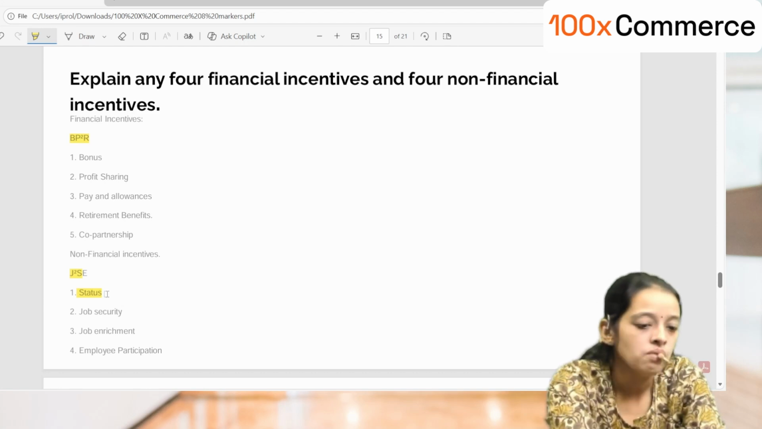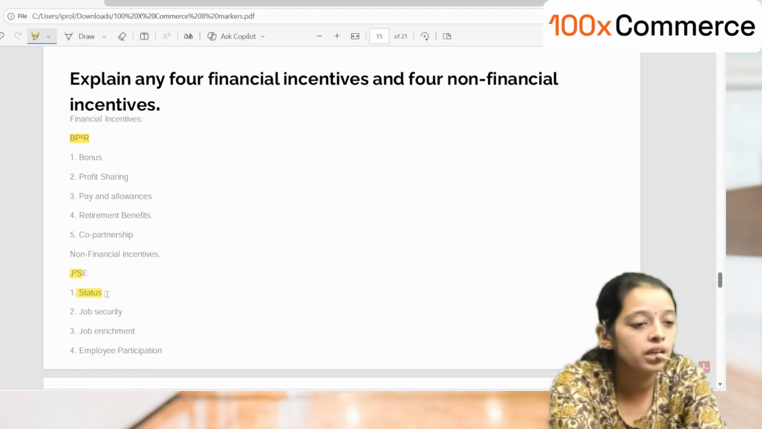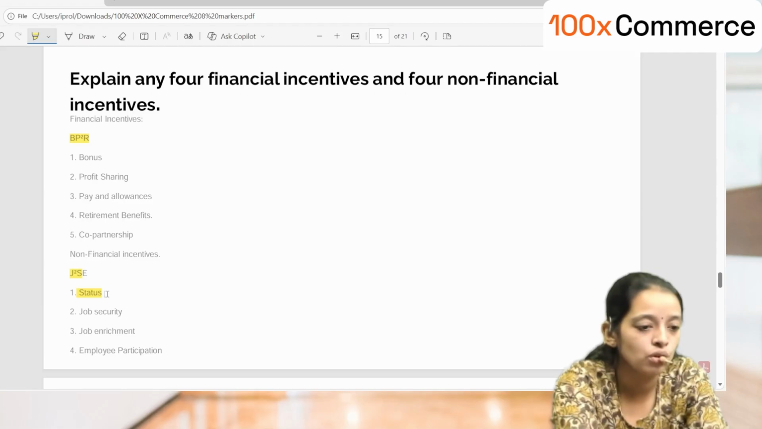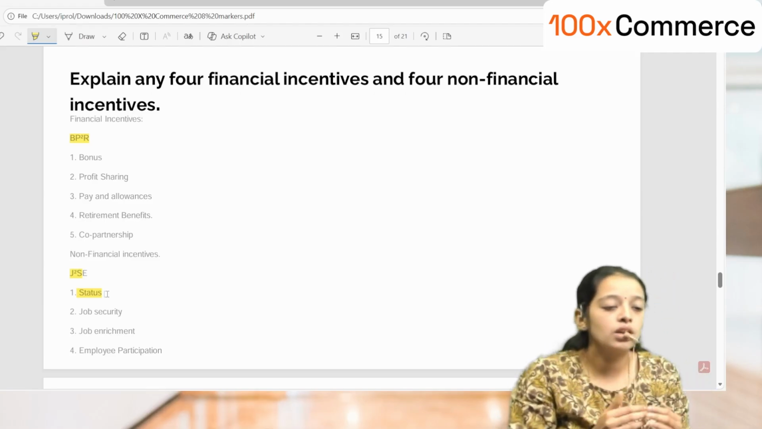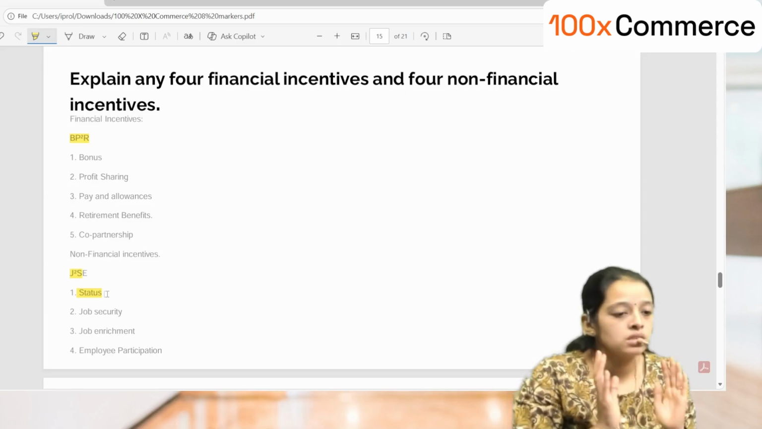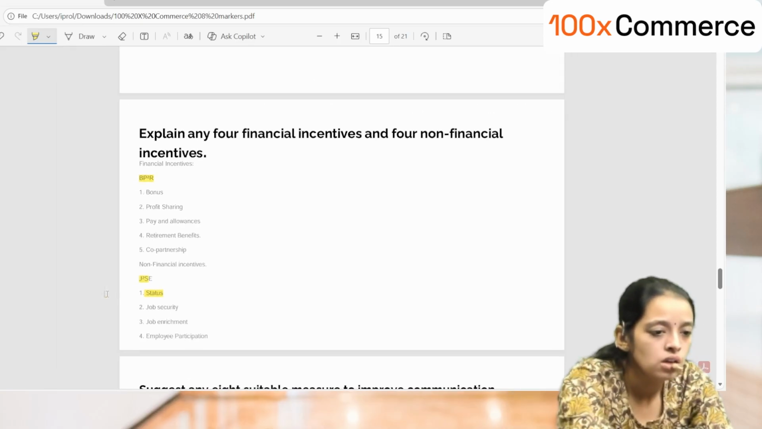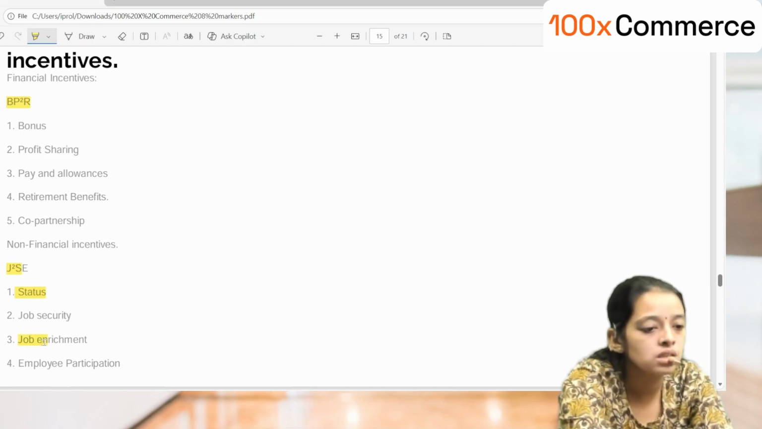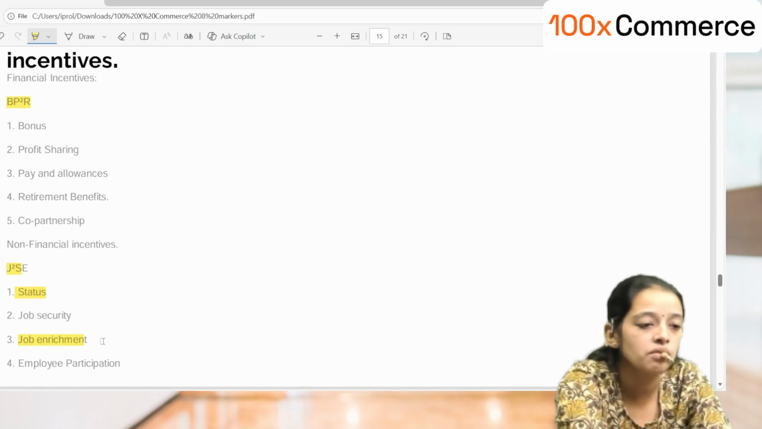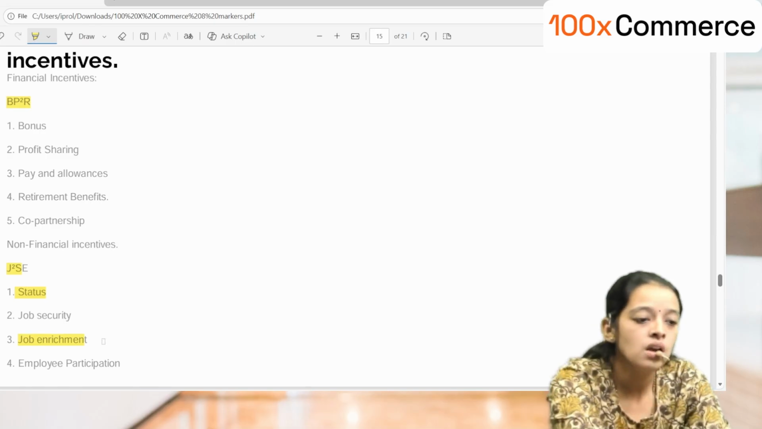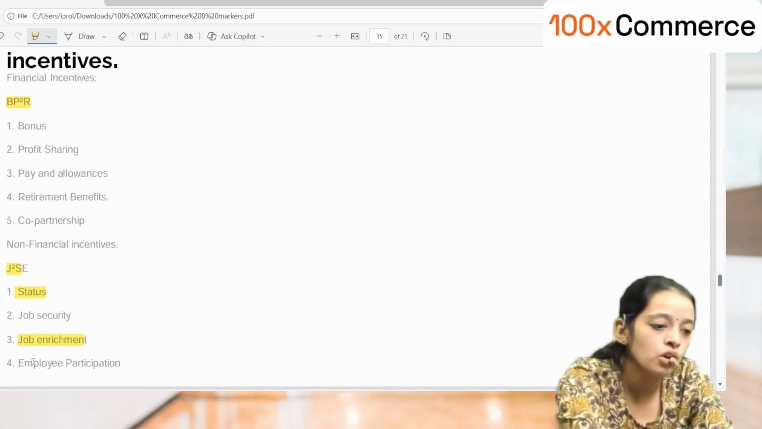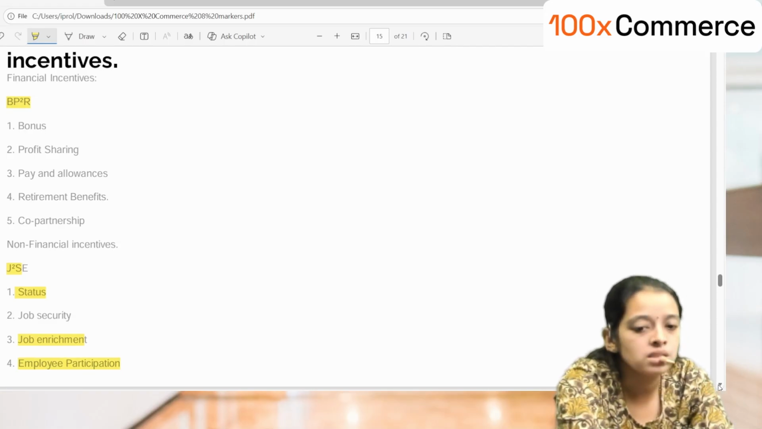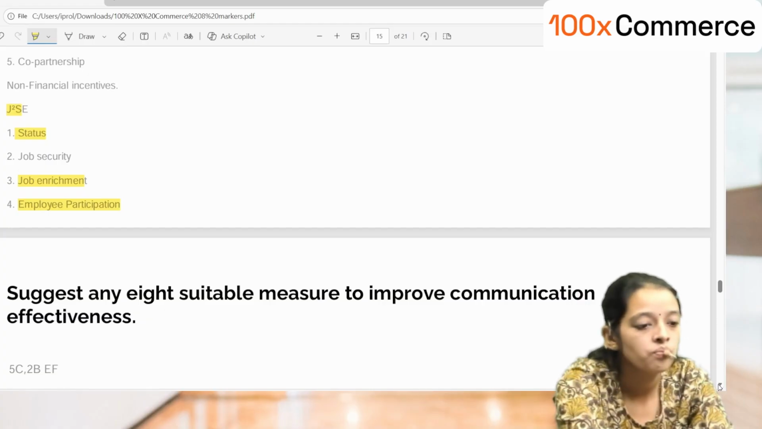Then job security. Everyone wants to have a very secured income. So some amount of job security the company has to definitely give to the employees so that they feel very secure and safe and they don't leave the company all of a sudden. Then job enrichment. Job enrichment is a process wherein you actually increase the skill of the particular individual by giving him new ways to learn the job. Then employee participation, in the sense that every employee will be given a right to participate in the overall management activities.